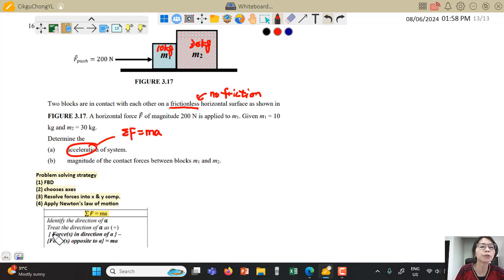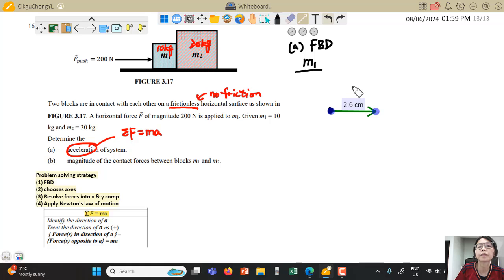Since we are going to follow the problem solving strategy for Newton's laws of motion, we will start with the FBD. We draw the FBD separately for M1 and M2 because we have two objects. I draw the FBD for M1 first. For M1, we can represent it by a dot. M1 experiences a push force acting on it to the right, so I have F push of 200 Newton.